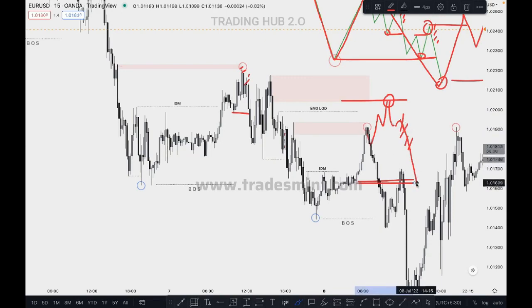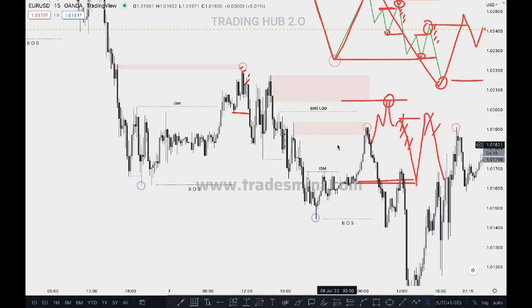You have to wait for this high to be taken out, because this is our M5. Once the market takes out this high, then again you can sell multiple positions. This is a very interesting thing. I hope you understand. Now let me switch into another chart.